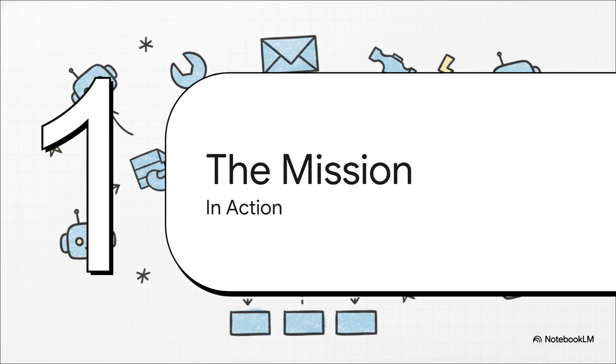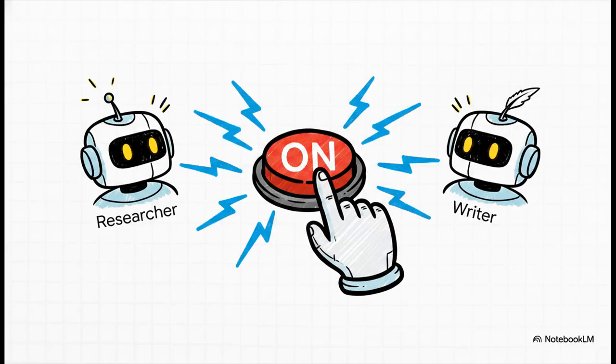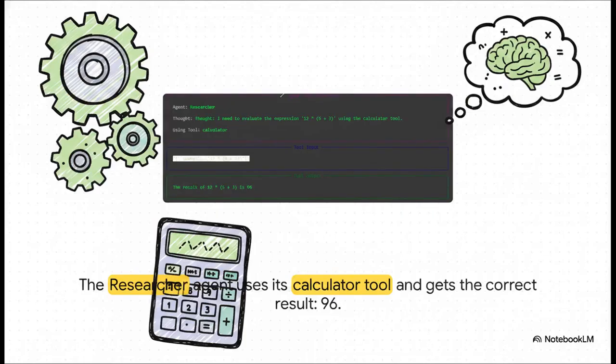Let's kick things off. And with one simple command, we set them loose. The first task gets handed off to the first agent, and the whole process just starts rolling. And boom, here's the magic. You can actually see the researcher agent thinking. It goes, okay, I need to solve this expression. And it knows that this is a job for its special tool. So it calls the calculator, feeds it the problem, and gets the perfect answer, 96.